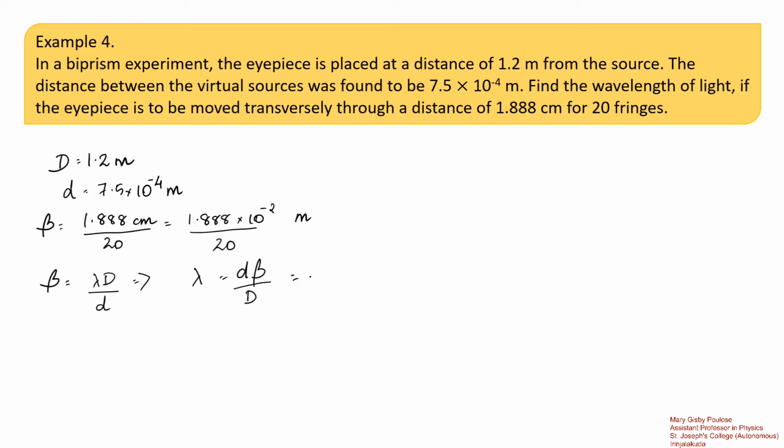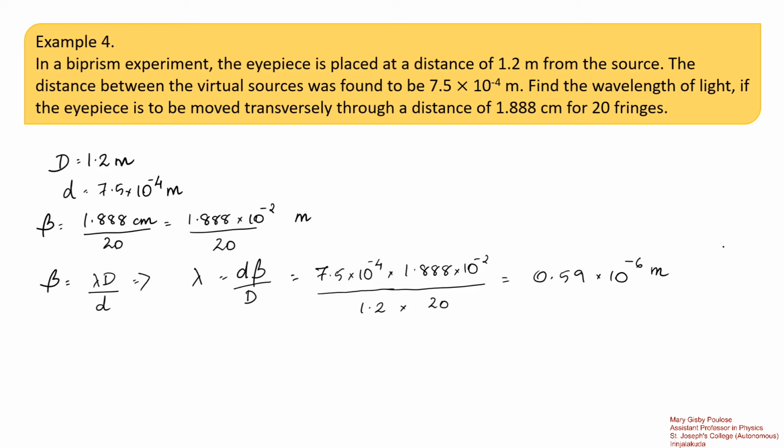That is, lambda is equal to, substituting the values, 7.5 into 10 raised to minus 4 into 1.888 into 10 raised to minus 2 divided by 20, divided by capital D 1.2. Okay. So calculating this, we get 0.59 into 10 raised to minus 6 meters.